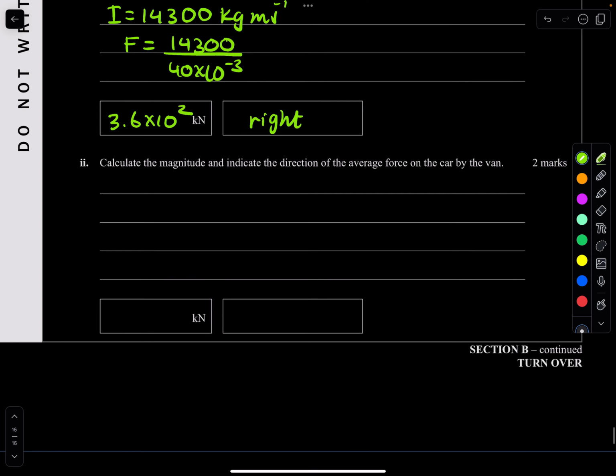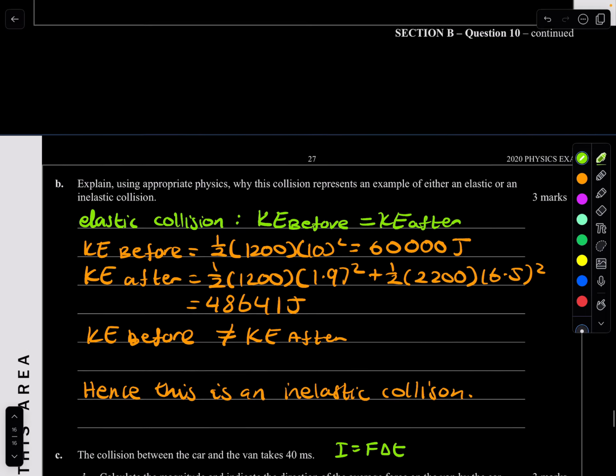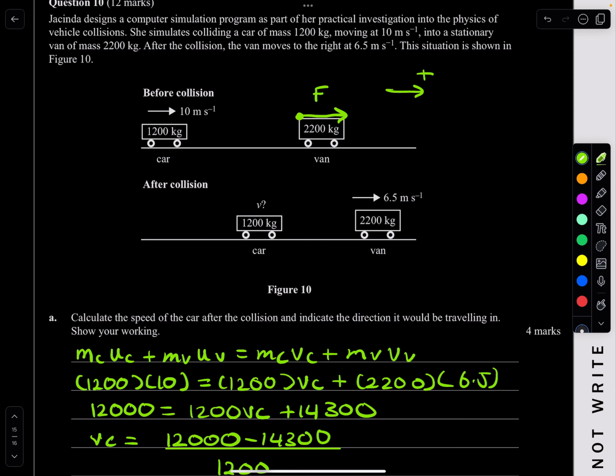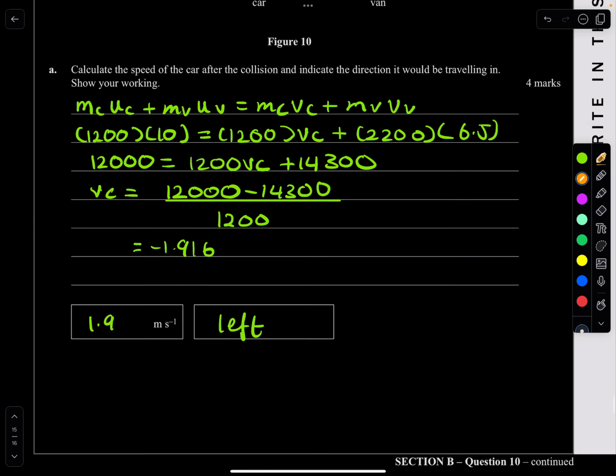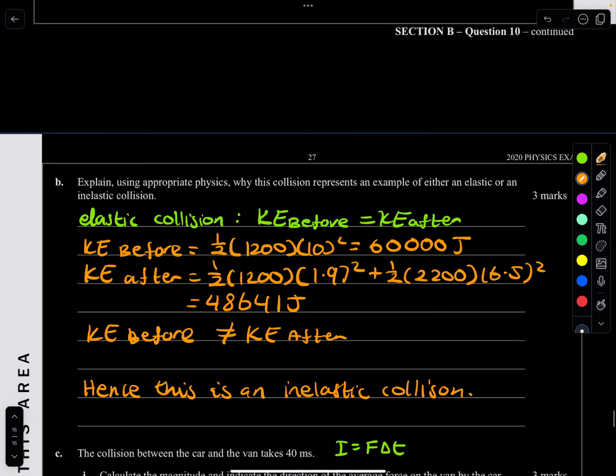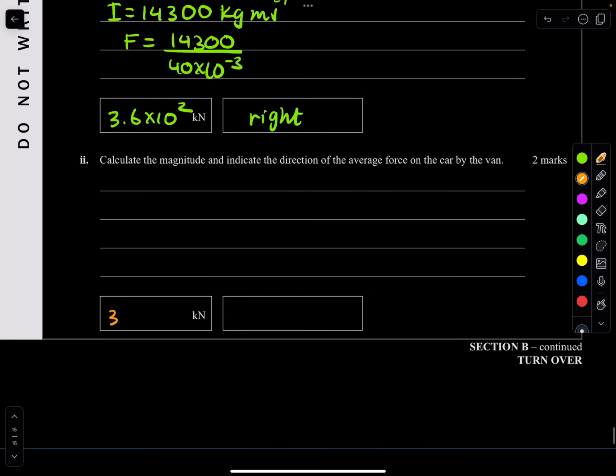That's it. Next question. Calculate the magnitude and indicate the direction of the average force on the car by the van. So the forces are going to be the same. When the car gets hit, the van is also going to produce a force in the opposite direction, but it's going to have the same magnitude. This is just an application of Newton's third law. So the van pushes on the car, and it's going to be the same force as we just calculated here. So 3.6 times 10 to the power of 2, but of course in the opposite direction, left. And to get full marks, you want to state how you got that.